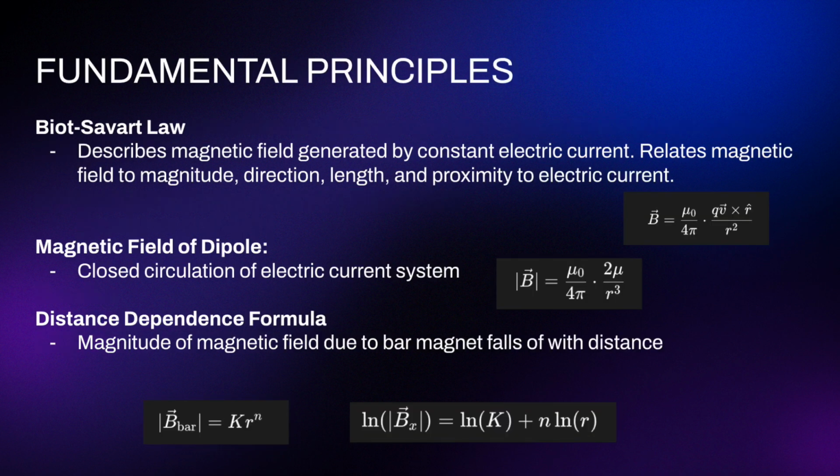First we have Biot-Savart's law, which describes a magnetic field generated by constant electric current and relates the magnetic field to magnitude, direction, length, and proximity to electric current. Then we have the magnetic field of a dipole, which is a closed circulation of electric current system, and the distance dependence formula, which describes how the magnitude of the magnetic field due to a bar magnet falls off with distance.